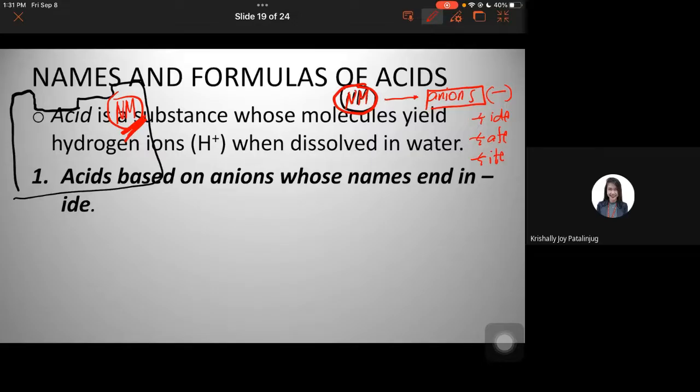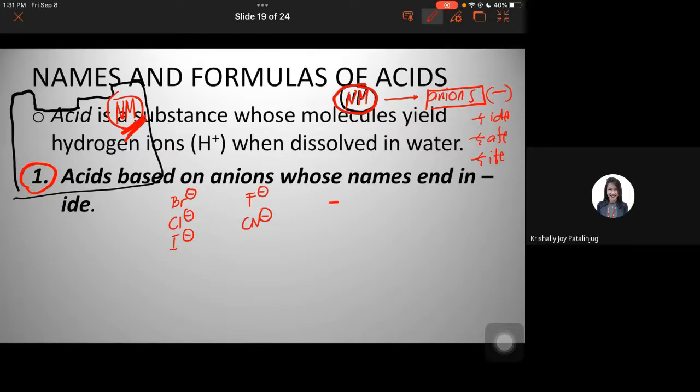So how do we name acids out of these anions? First, we have acids that we can derive from anions ending in IDE. Di ba? Example, bromide, Br negative. This is an anion ending in IDE. What else? Chloride, iodide, fluoride, cyanide. These are examples, again, of anions ending in IDE. Now, how do we name acids that we can derive from these anions?